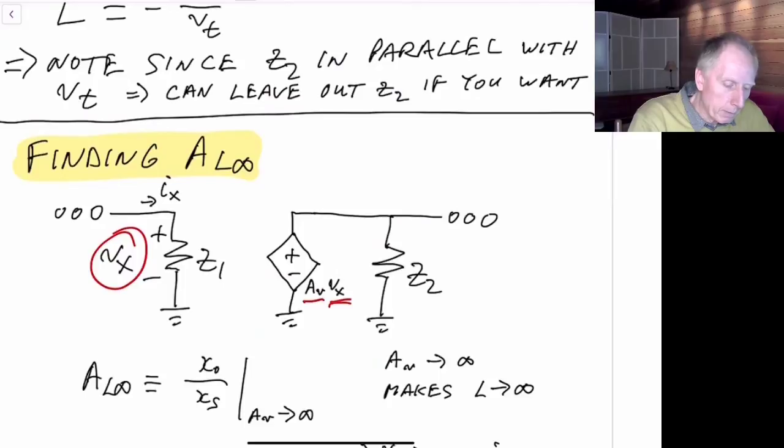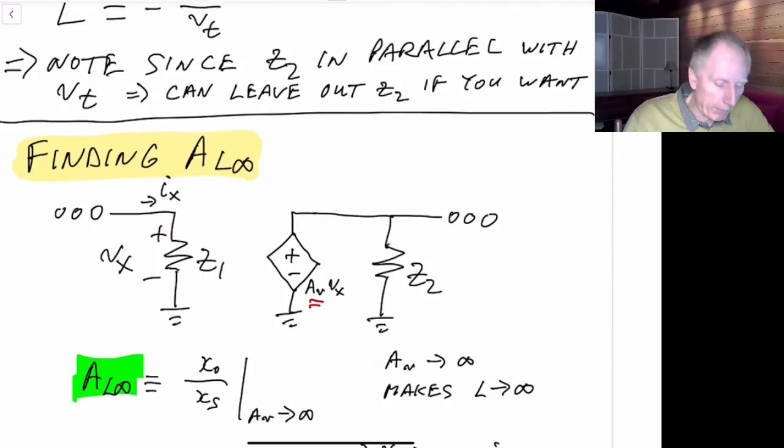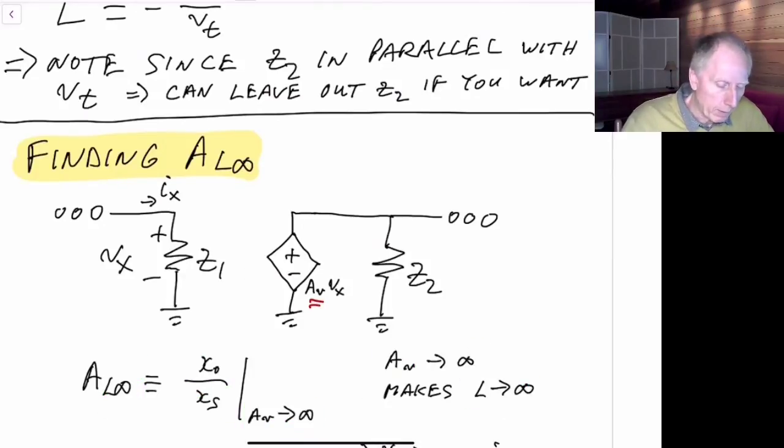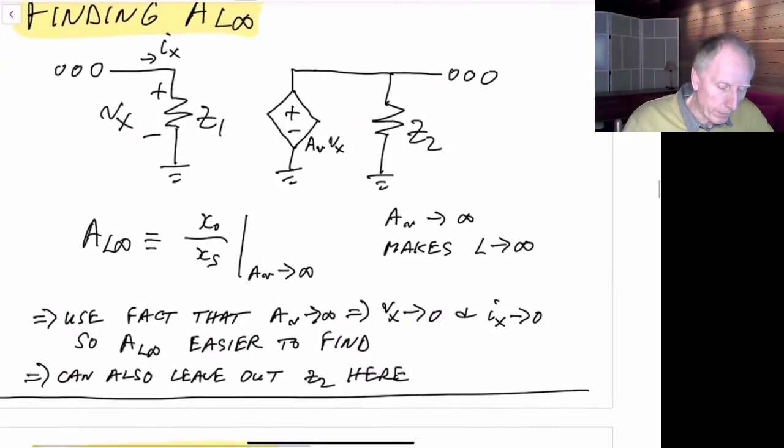And in this case here, if we want to make L go to infinity, we can now just make A sub V go to infinity. So by definition now, A sub L infinity will be the gain from the input to the output when AV now goes to infinity, because AV going to infinity will make our loop gain go to infinity. So we've introduced an artificial gain stage into this circuit temporarily, just to find A sub L infinity.